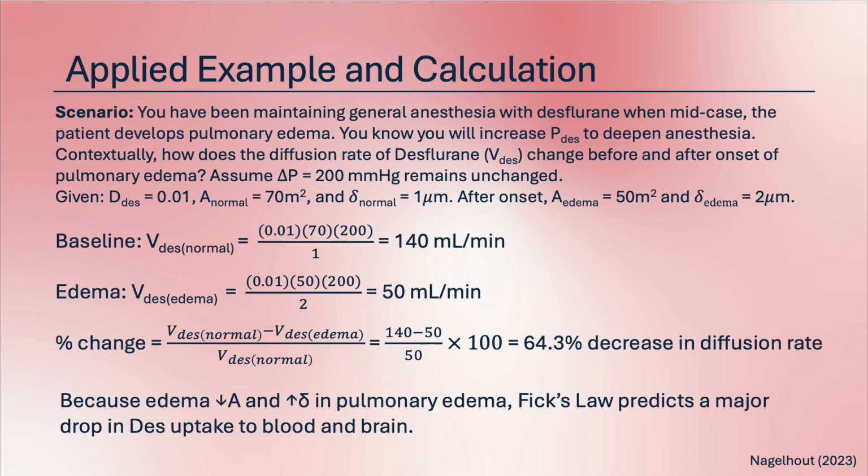This scenario exemplifies Fick's law, illustrating desflurane uptake during acute pulmonary edema. Using a partial pressure gradient of 200 millimeters of mercury and the equation diffusion rate equals diffusion coefficient times surface area times delta P divided by thickness, the calculated diffusion rate under normal conditions is about 140 milliliters per minute. When pulmonary edema reduces surface area and doubles membrane thickness, the diffusion rate falls to about 50 milliliters per minute, or roughly one-third of the original value. Clinically, this means changes in vaporizer settings take much longer to affect brain partial pressure, increasing the risk of inadequate anesthetic depth unless managed proactively.